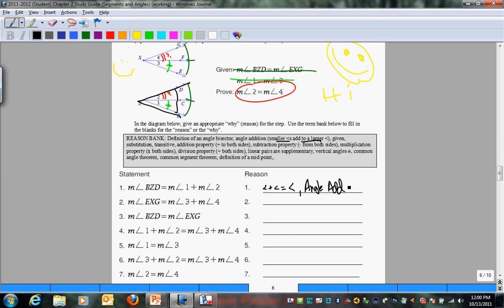Second one's angle addition. Okay, what about that one? That says the big angles equal the little angles. Yes, ma'am. Angle addition. I'm sorry, dear, I wasn't paying attention.